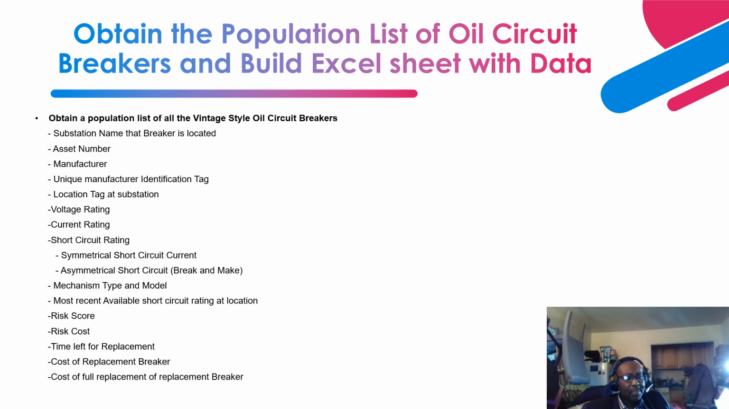Then you can have another column for the mechanism type and model, as different breakers, based on different voltage levels and different manufacturers, will have a different mechanism type.